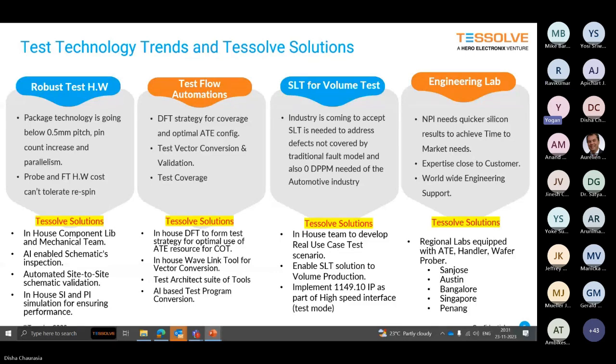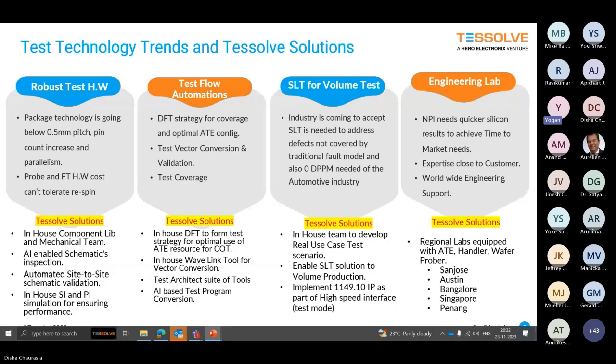And we also have in-house tools which can convert design files like VCD, EVCD, or STIL files into the ATE format. And we also have a suite of tools, which we call the test architect tool, which standardizes the ATE spec and other aspects of understanding the device and feasibility. That is going to enable us to do the AI for the test program conversion in a more automated and quicker way. The third one I am going to talk about is SLT.